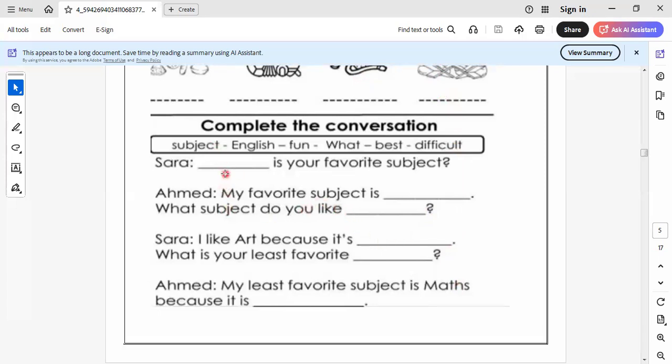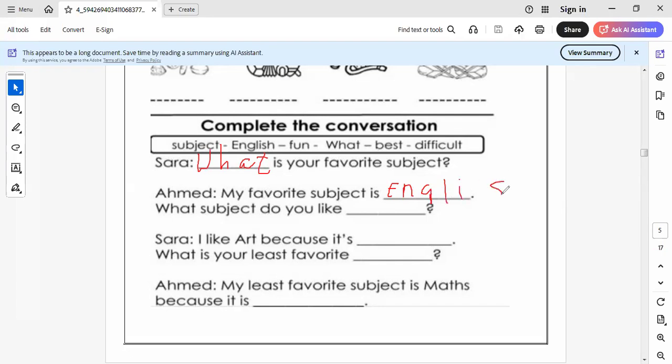Here is the dialogue between Sarah and Ahmed. "___ is your favorite subject?" So Sarah asks Ahmed about what? About the favorite subject. So the question is, what is your favorite subject? Here I put, what is your favorite subject? Okay. Here we say, my favorite subject is what? My favorite subject is English.